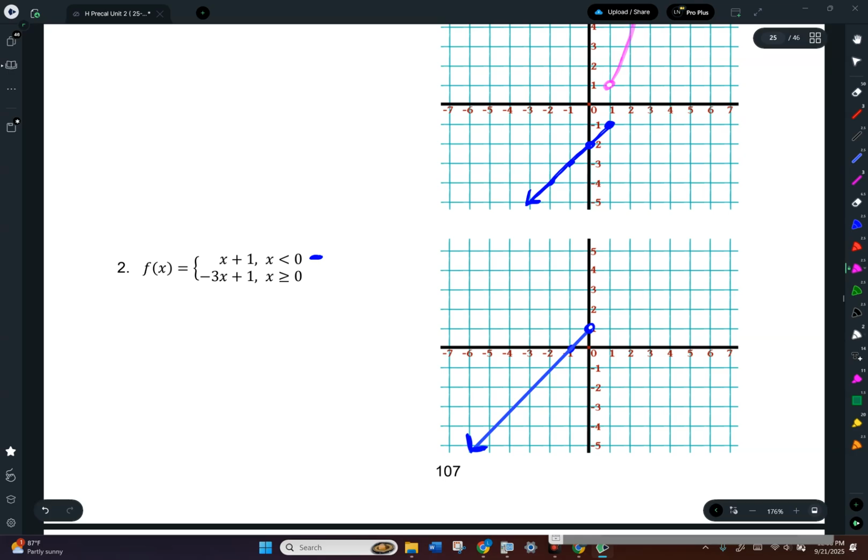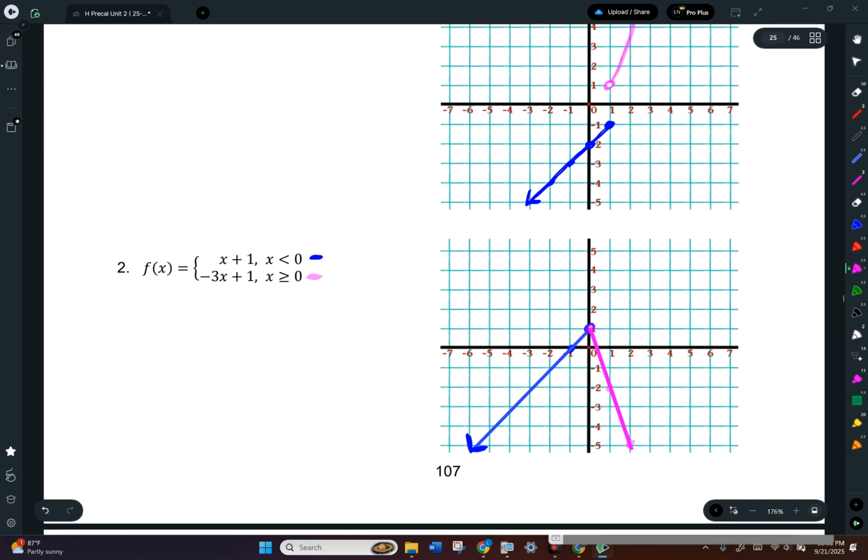Okay, so now let's think about this second piece, which is another line. It has a y-intercept of +1, which means it hits right there on that hole. And then it has a slope of -3, so down 3 over 1. Again, since I only want the part where x is greater than 0, I only want this side of the line.